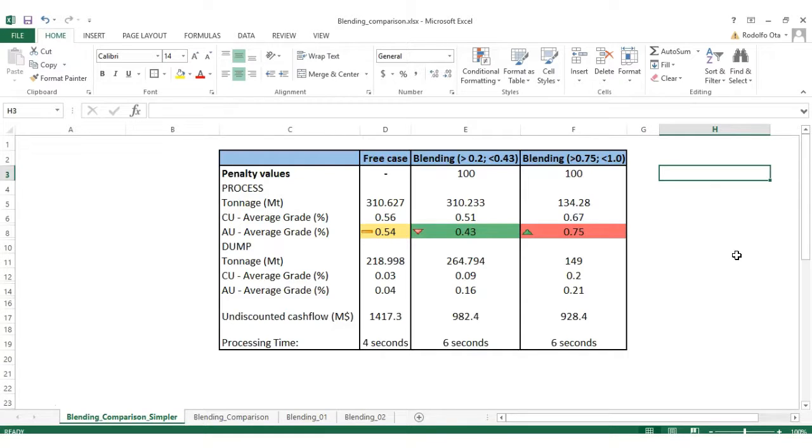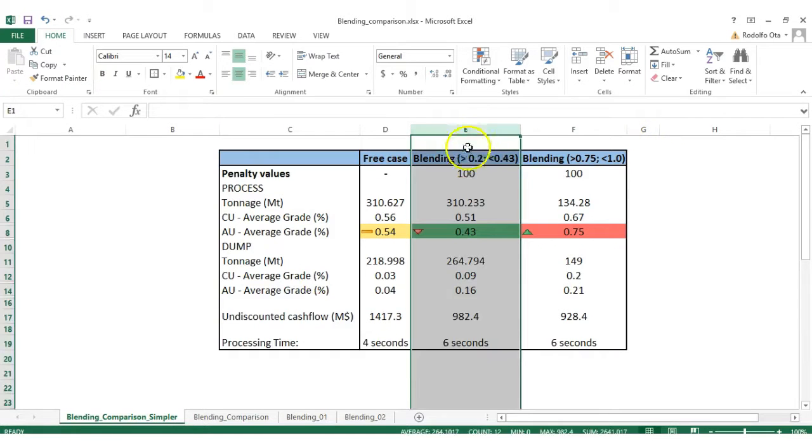The first thing we did was run a free case to see what would be the grade for gold, which is the element that we are analyzing for blending here. You can see in this column the following results, with a little bit less than 1.5 million in discounted cash flow. After that, we applied a scenario with a blending restriction, with a minimum bound of 0.2 and a maximum bound of 0.43 for the average grade of gold.